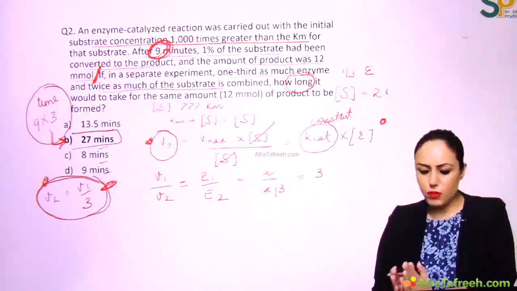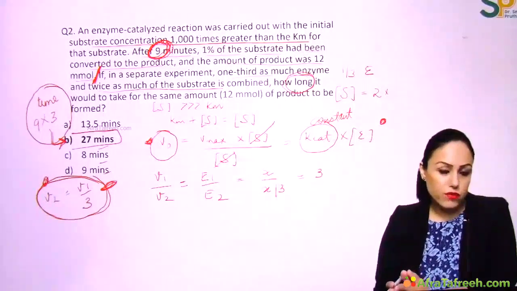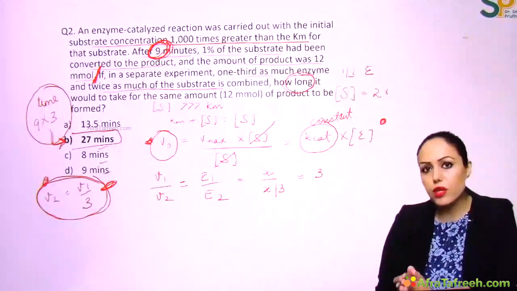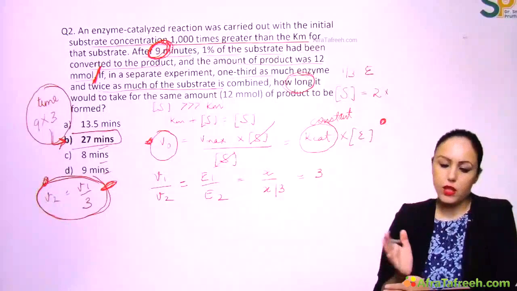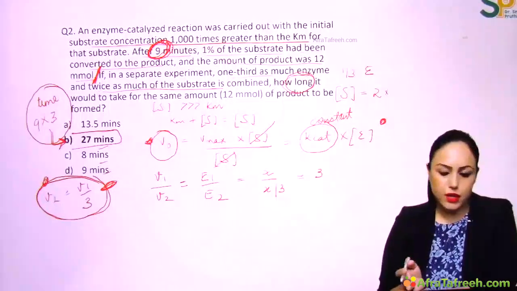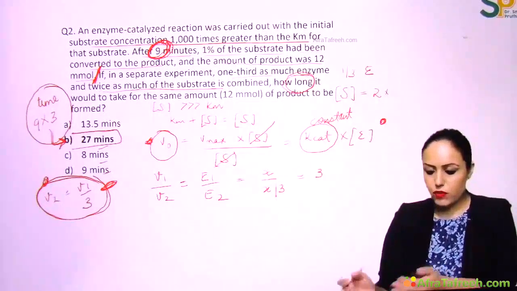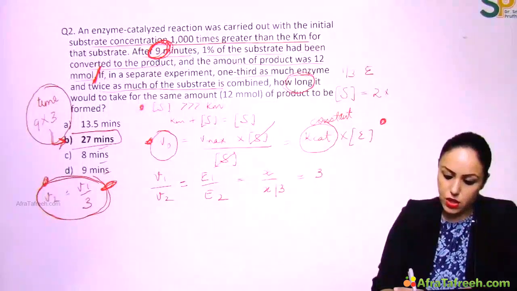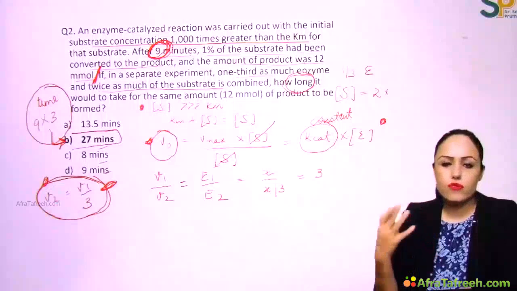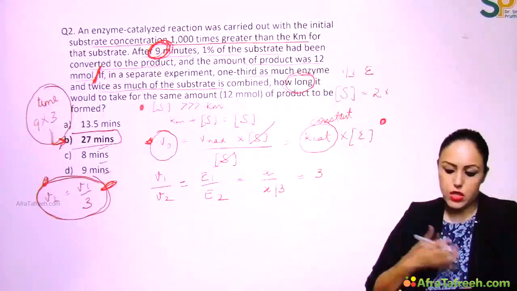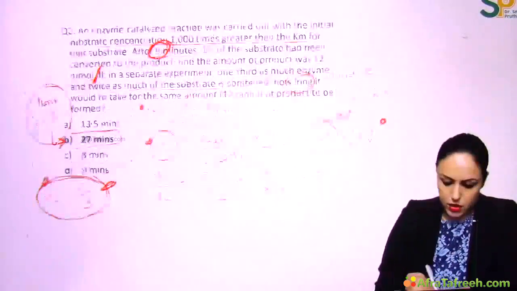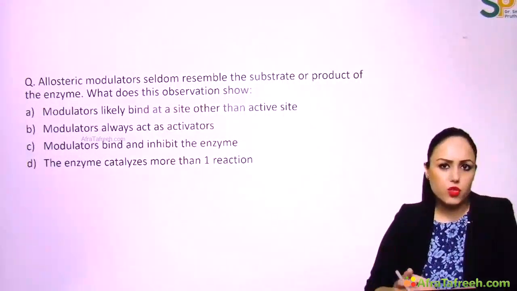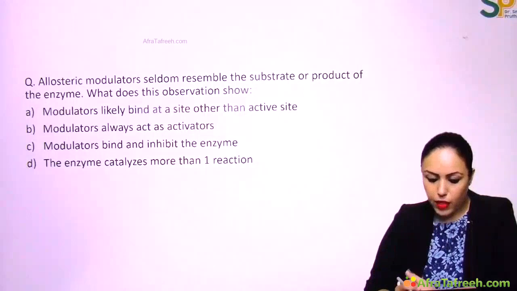So the question may appear difficult to you before you have read it, but once you read it carefully and calmly, then you can easily solve it, right? Here we have just cut short the formula using this distinction that when substrate concentration is very high, then velocity is Vmax, right? Taking the next question and the last question here, very easy, but I just want to read it for you once.